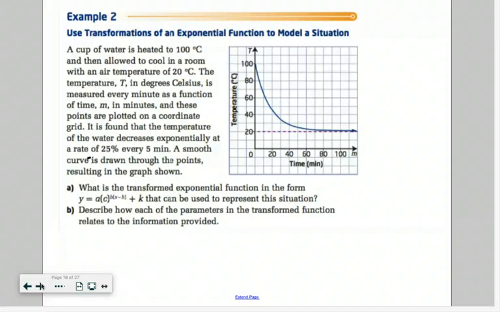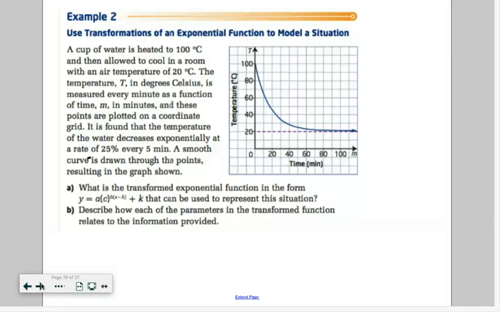All right, so let's now take a look at an example where we are given a graph in a situation and we have to come up with the equation. The context here is that a cup of water is heated to 100 degrees Celsius and then allowed to cool in a room with an air temperature of 20 degrees Celsius. The temperature T in degrees Celsius is measured every minute as a function of time m in minutes, and these points are plotted on the coordinate grid.